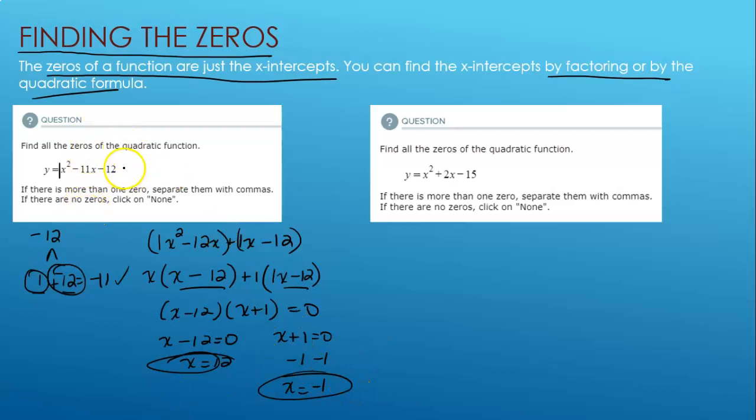So essentially, I replaced y with 0, and then I factored and set both factors equal to 0 using the zero product property to solve. You pause the video and try this one on your own.